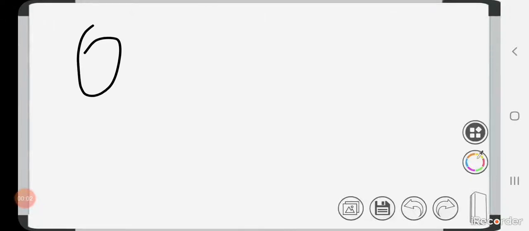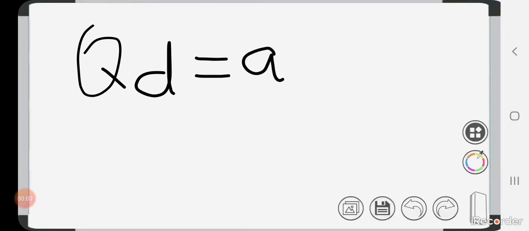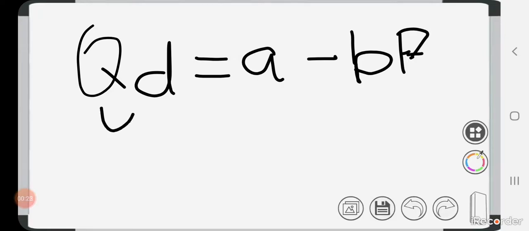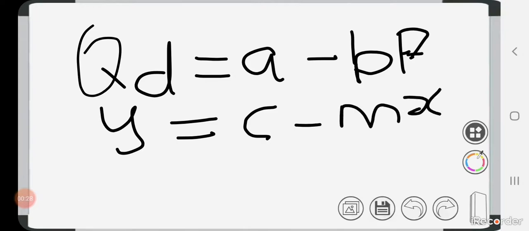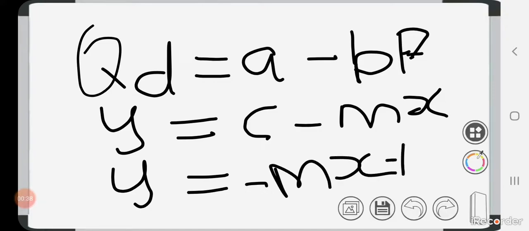Now we have learned about the equation that quantity demanded is equal to a constant minus the slope times price. And we have said that this in many ways is the same as y equals minus c minus mx, which is the same as minus mx plus c.